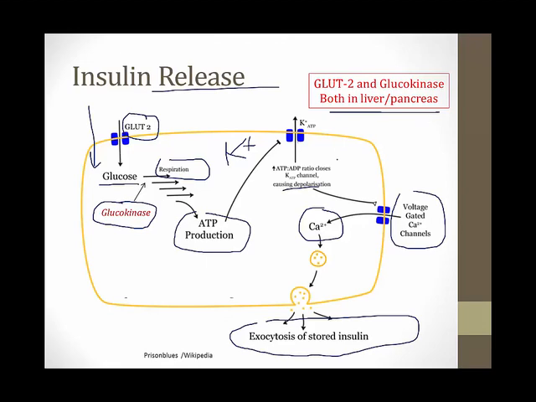Another point here, there are anti-diabetic drugs called sulfonylureas, and they also close this potassium channel right here. Therefore, they trap potassium inside the cell and lead to depolarization and more insulin release.